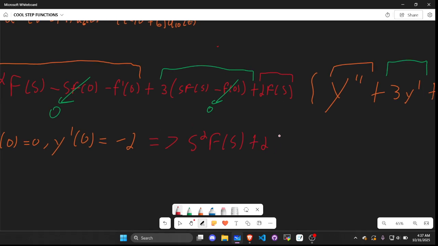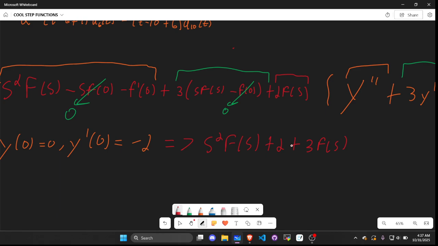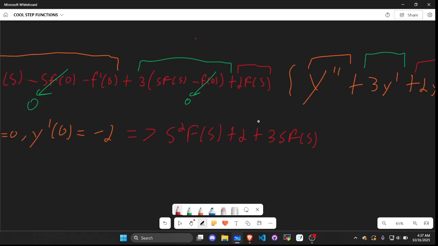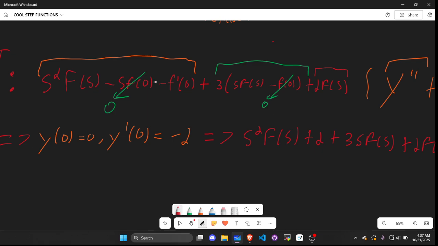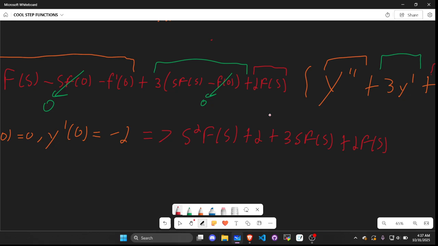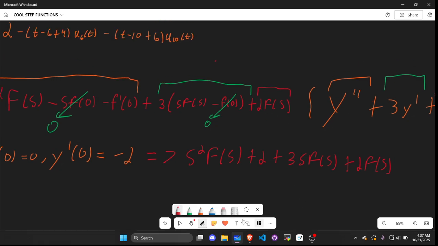And then we have plus 3s F of s, and that's from this guy here. And then we have 2 F of s. Right? So we have this guy here, then we have our 2, which comes from this initial condition, and then we have 3s F of s, which comes from here, and we have 2 F of s, which comes from there. Very simple, very straightforward.